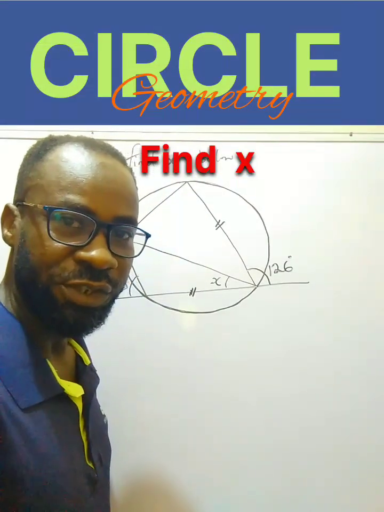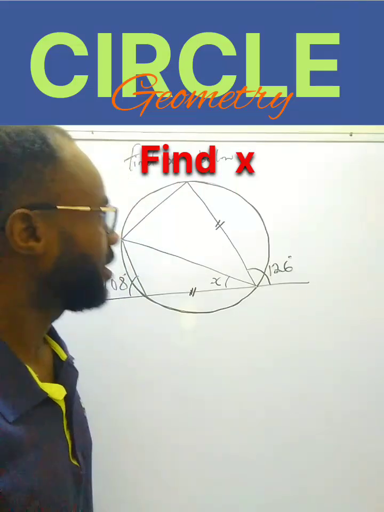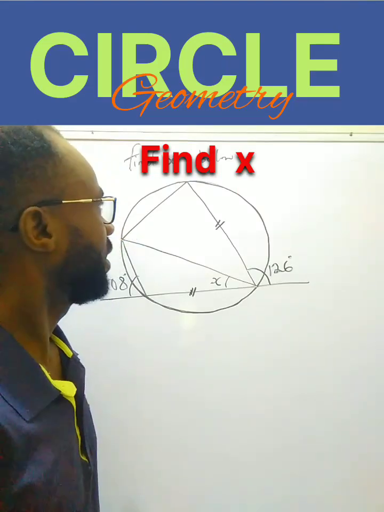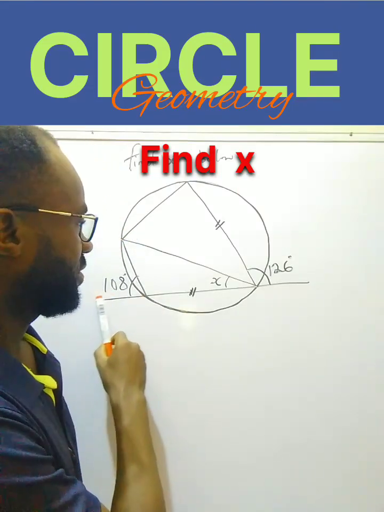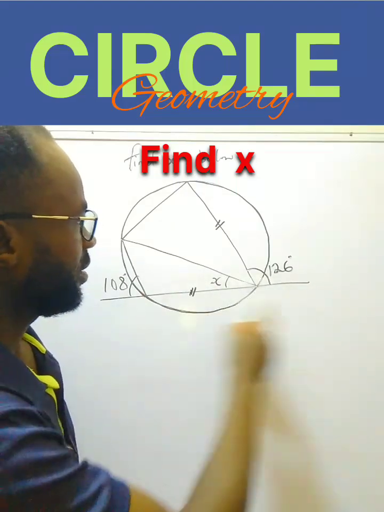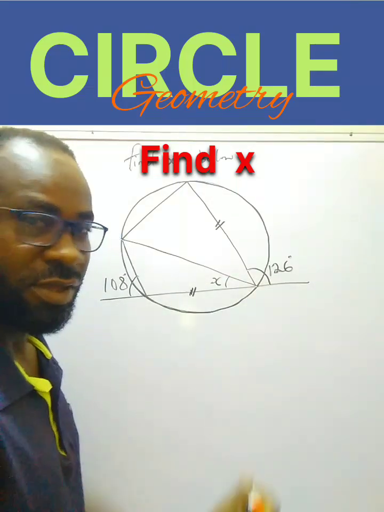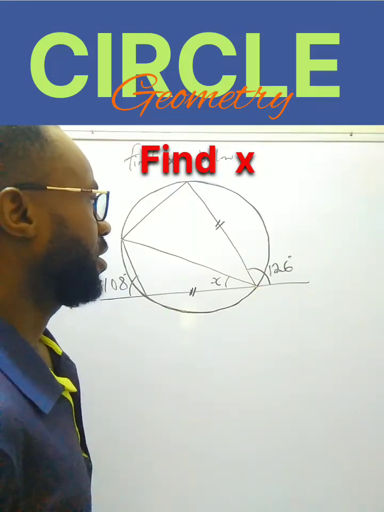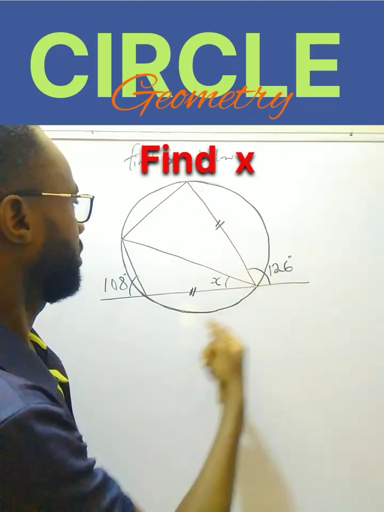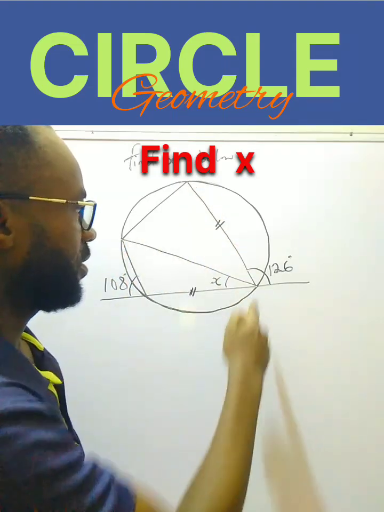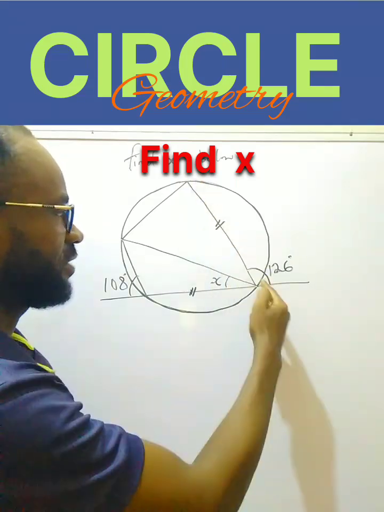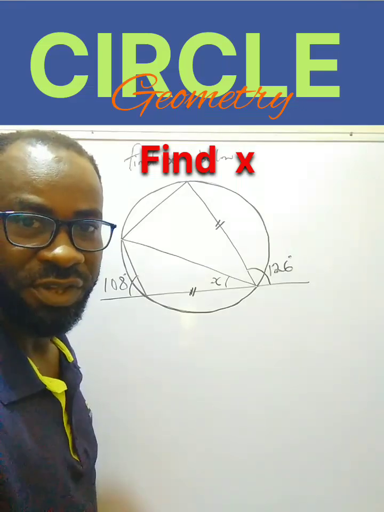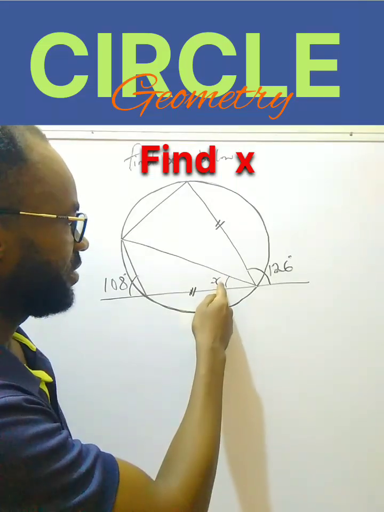So today we have a question on circle geometry, and this question says we should find the value of x. You can see this is a straight line passing through the circle, intersecting the circle at 2 points here and here. And this is a chord, this is also a chord, and this is also a chord. Now this chord has formed an angle of 126. This other chord has formed an angle of 108 degrees. We want to find this value x.